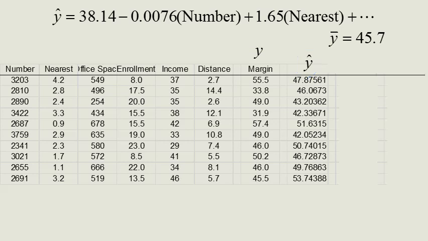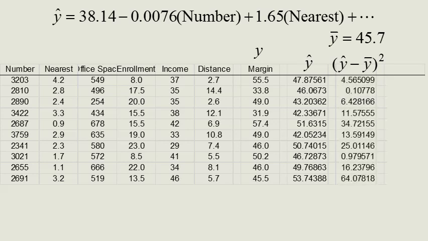Now that we have our pieces in place, let's look at the sums of squares. We'll start with the regression sum of squares. That is y hat minus y bar squared. If we calculate that for each point, we get these numbers. And if we add them all up, we get the regression sum of squares. For the complete data set, it comes out to 3,123.8.